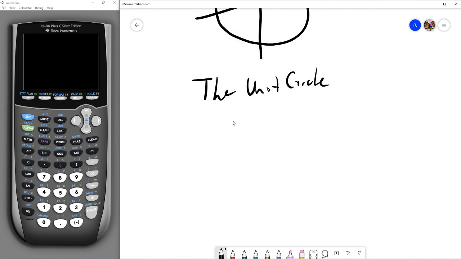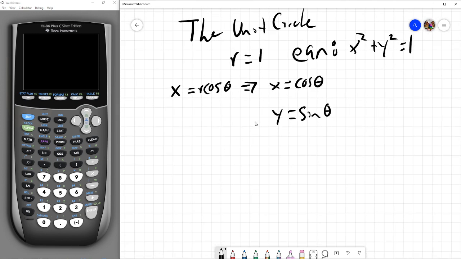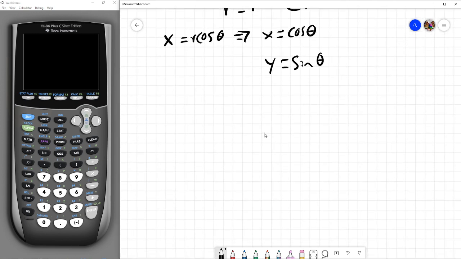So the unit circle is of course a circle, and the radius is equal to 1. So our equation for the unit circle is x squared plus y squared is equal to 1. That means for the unit circle, if x is equal to r cosine theta, then since r is 1, x is just going to be cosine theta. And we have something similar with y being sine theta, because again, r is just 1.